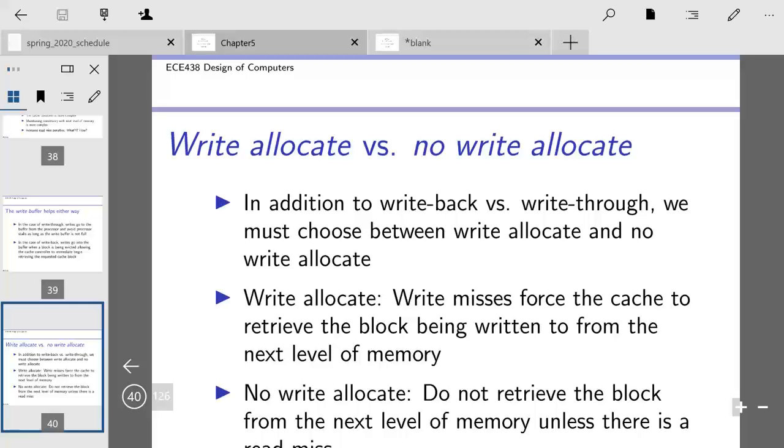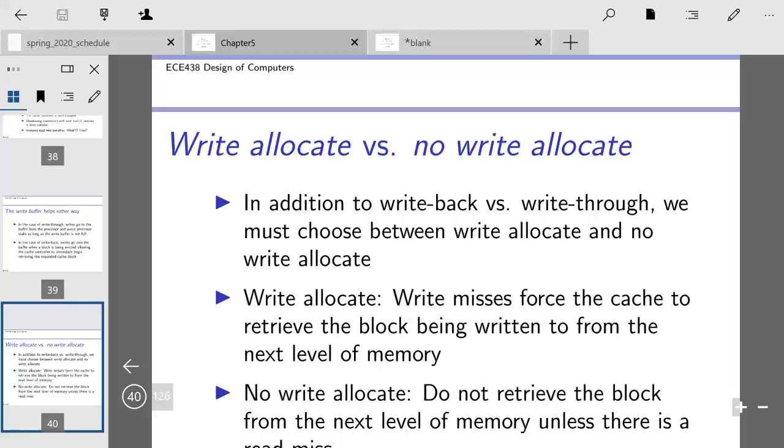So we talked about write through and write back, and then there's this concept of write allocate and no write allocate. And really what these two strategies define is what the cache does in the case of a write to a block of memory that is not already in the cache. Up to this point, our examples have included writing to blocks that we've already read first.